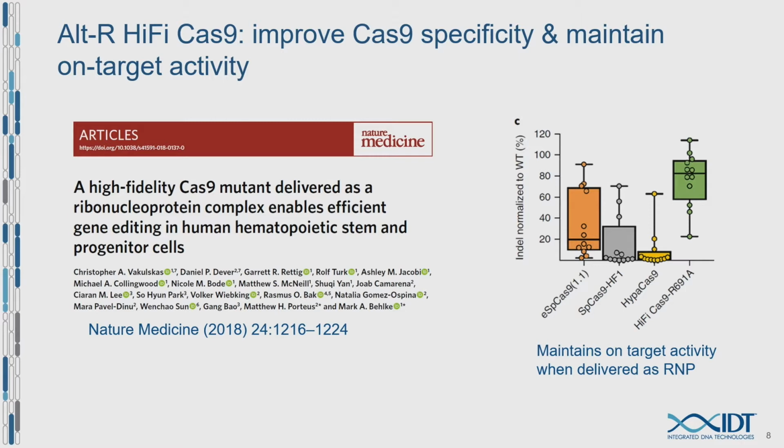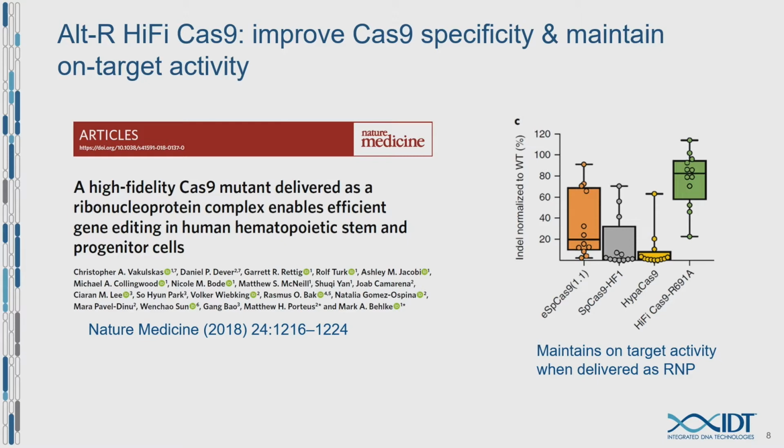So in 2018, we published a paper in Nature Medicine that highlights this work, where through bacterial mutagenesis screens, we developed a high-fidelity protein that's able to reduce off-target editing while maintaining high on-target editing. And so here's the paper, and there have been a lot of other publications of people looking to produce high-fidelity proteins.